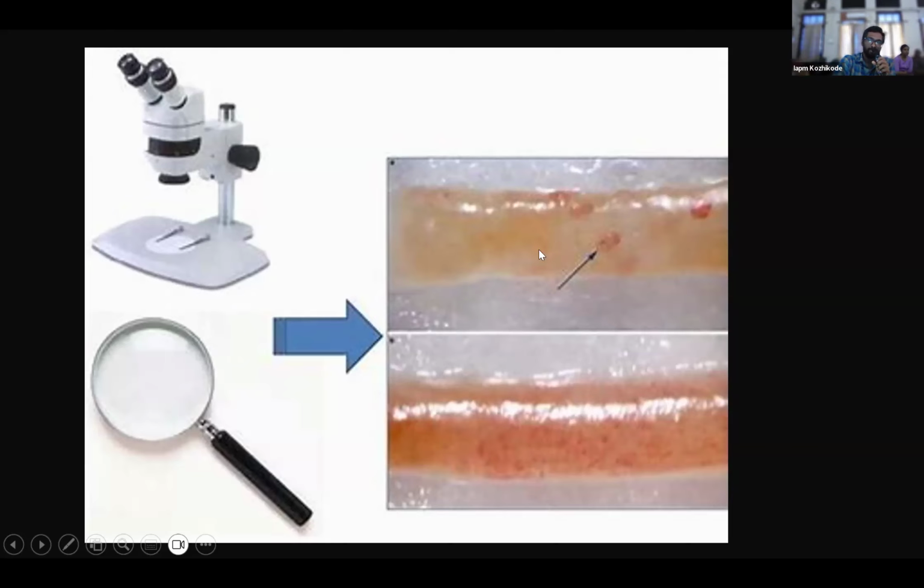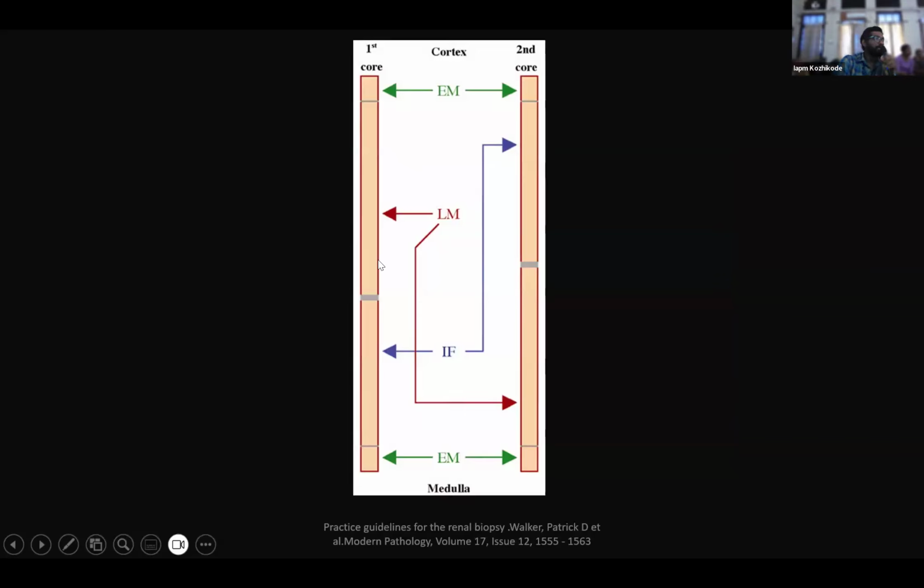We will count the number of glomeruli, and the medullary area will look like this. So why do we need to count the glomeruli? Because we are going to divide the specimen into portions for light microscopy, IF and EM. EM is a very tedious process, taking 10 to 15 days for regular processing. So it takes a lot of manpower and resources.